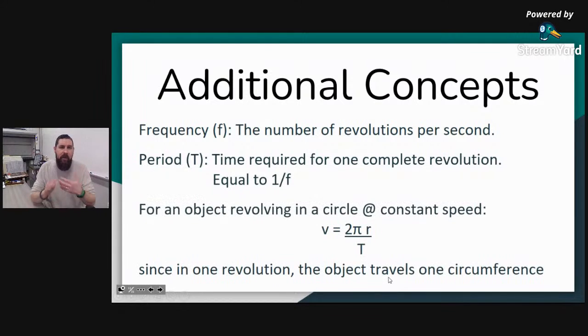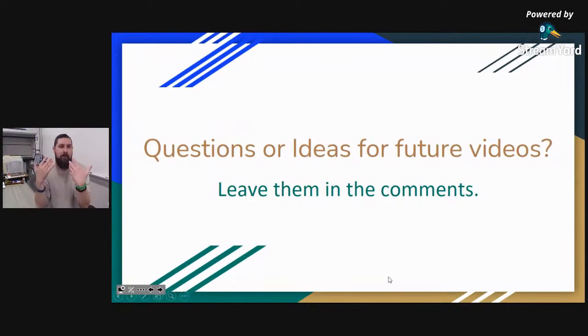The last idea that goes along with this is that for an object revolving in a circle at constant speed, that speed is going to equal 2 pi r divided by the period, because in 1 revolution, that object is traveling 1 circumference. And hopefully you learned from math that circumference has a formula of 2 pi r. So the velocity is the circumference of that circular motion divided by how long it takes to go through that 1 circumference. So that is circular motion or uniform circular motion with regards to centripetal acceleration.